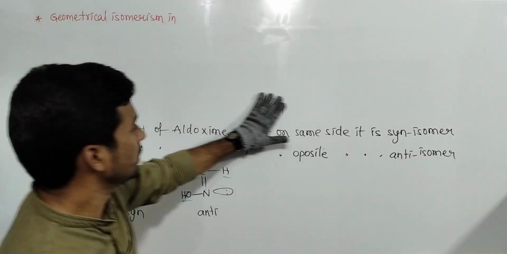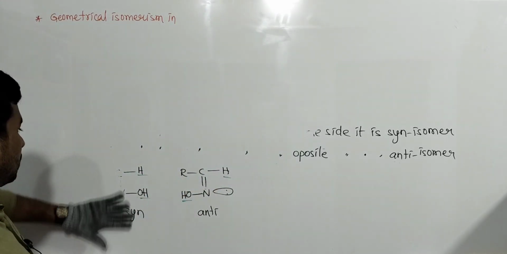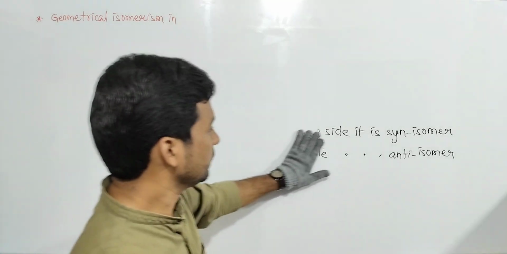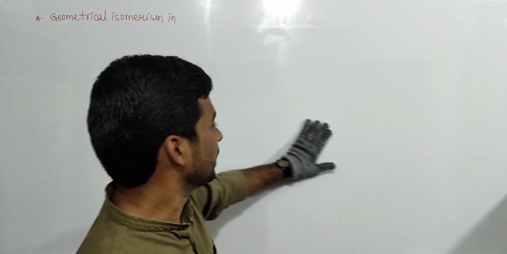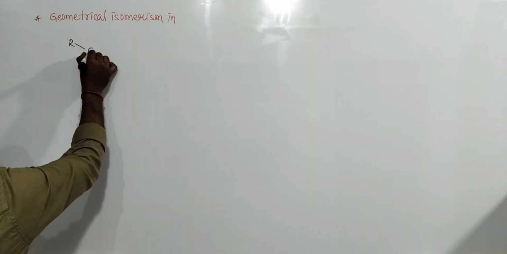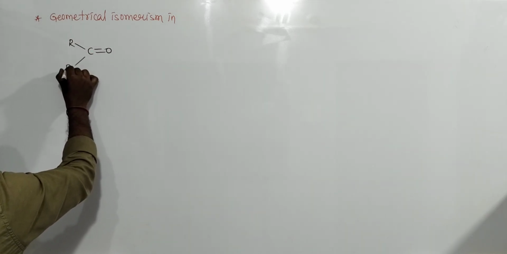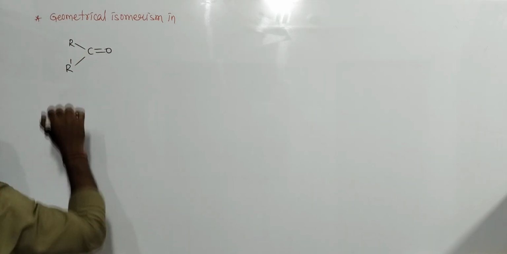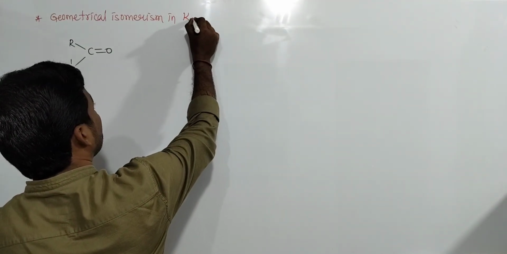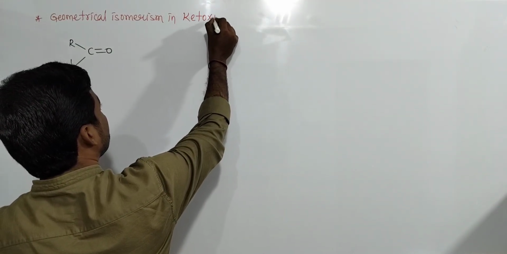Ketones, when treated with hydroxylamine, ketones form ketoximes. Ketones with hydroxylamine, they form ketoximes. Ketone, R, C double bond O, R. Ketone. So one is R, other is R prime, like this. Geometrical isomerism in ketoximes.